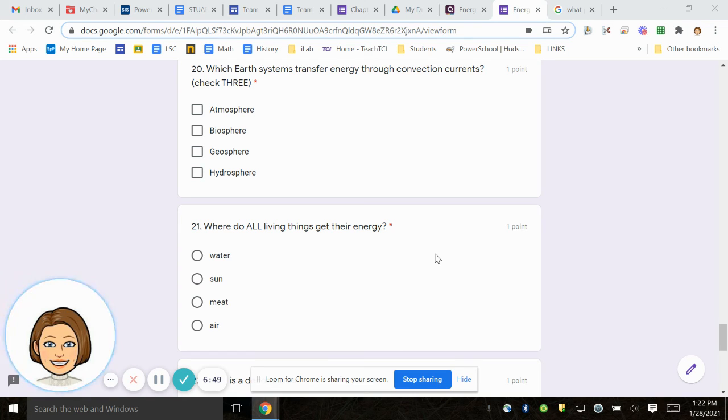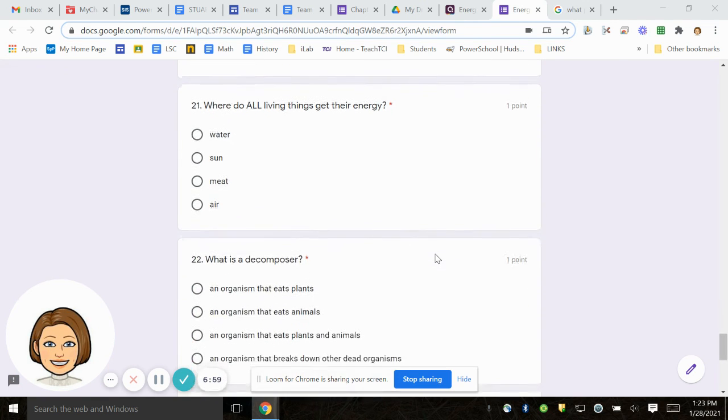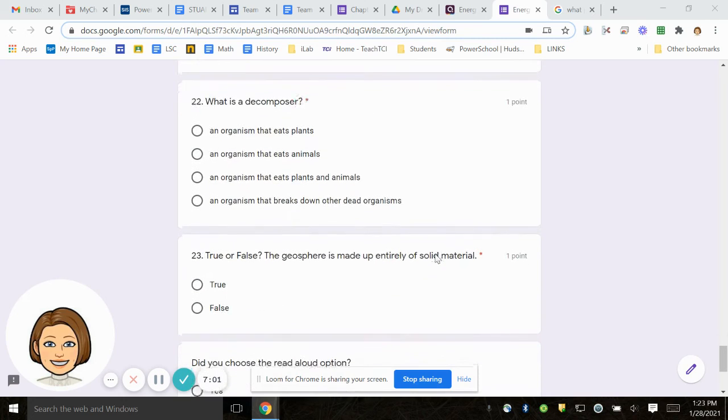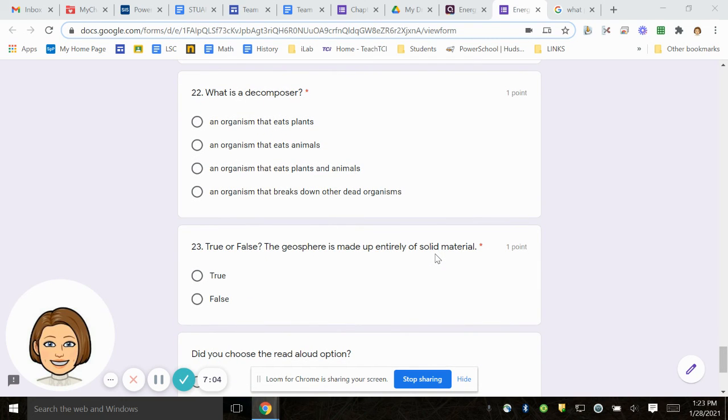Number 21. Where do all living things get their energy? Water, sun, meat, air. Number 22. What is a decomposer? An organism that eats plants, an organism that eats animals, an organism that eats plants and animals, or an organism that breaks down other dead organisms.